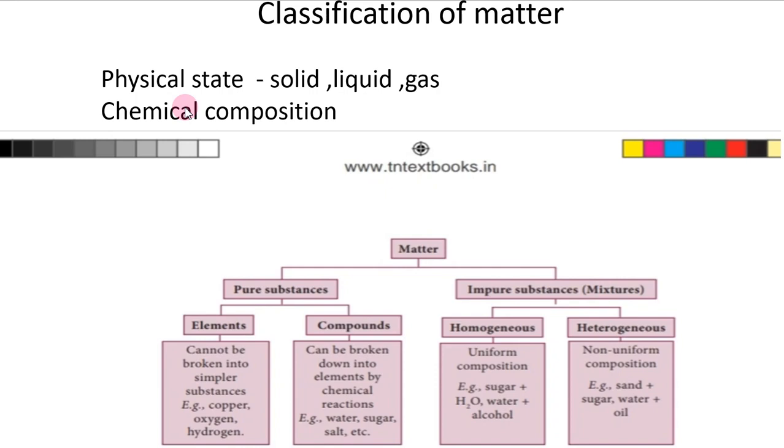Next, we are going to discuss chemical composition. Based on chemical composition, how is matter classified? Matter is classified into 2 types: first, pure substances, and second, impure substances. Pure substances are further classified into elements and compounds, okay?